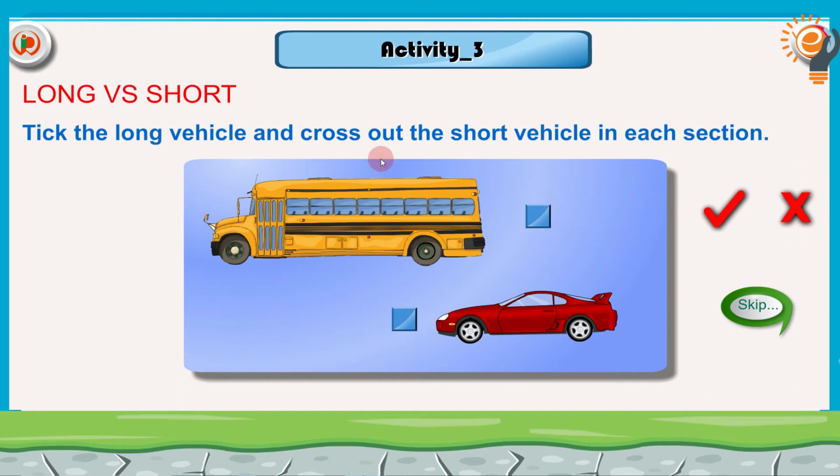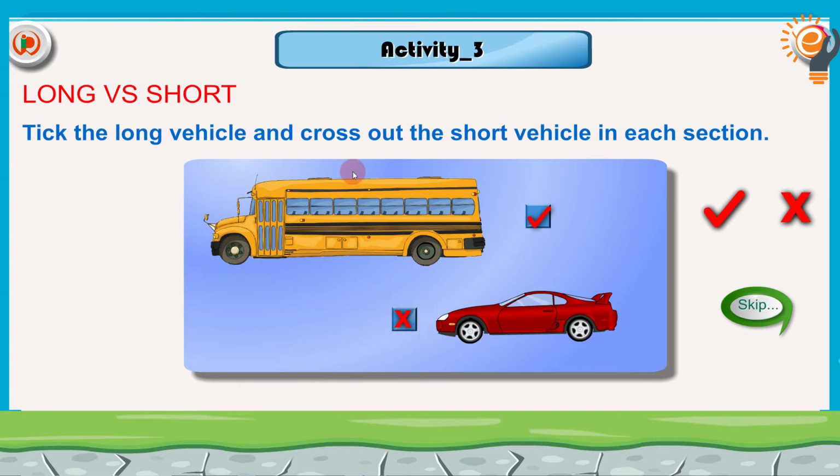So in these two vehicles, this is a school bus and this is a car. In these two vehicles, which is the long vehicle? Yes, this is the long vehicle, so we will put the tick mark here in the given box. So this is the short vehicle. Then we will put the cross mark in the given box here.